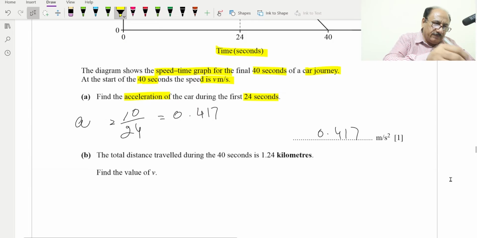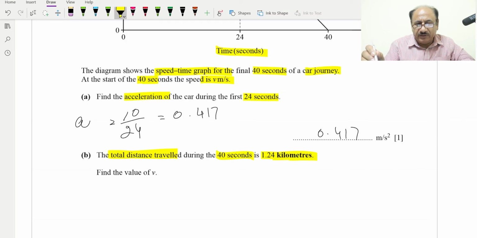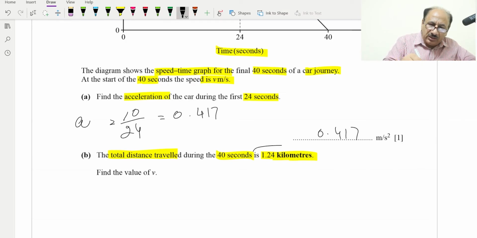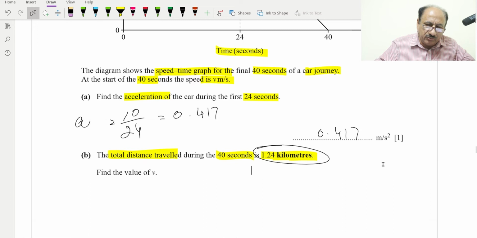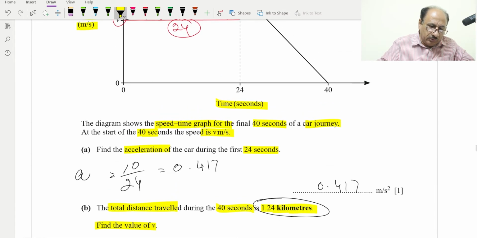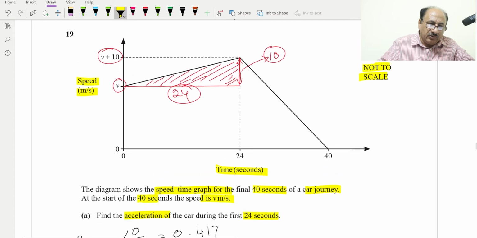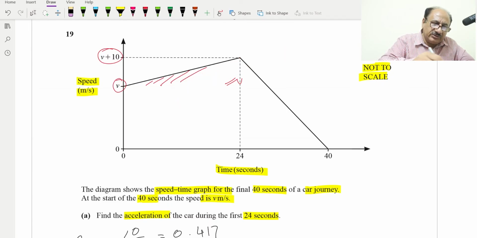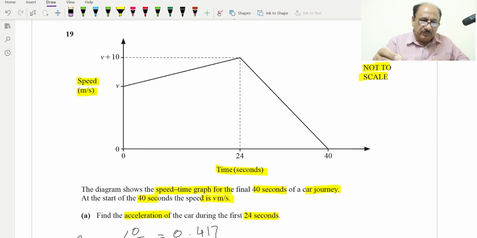Now for B part, the total distance traveled during 40 seconds is 1.24 kilometers. Keep in mind this is in kilometers, so don't forget to convert this into meters. We have to find the value of v. So we know distance is the area under the graph, so how will we find the area under the graph? I'll erase this working so that we are not confused.